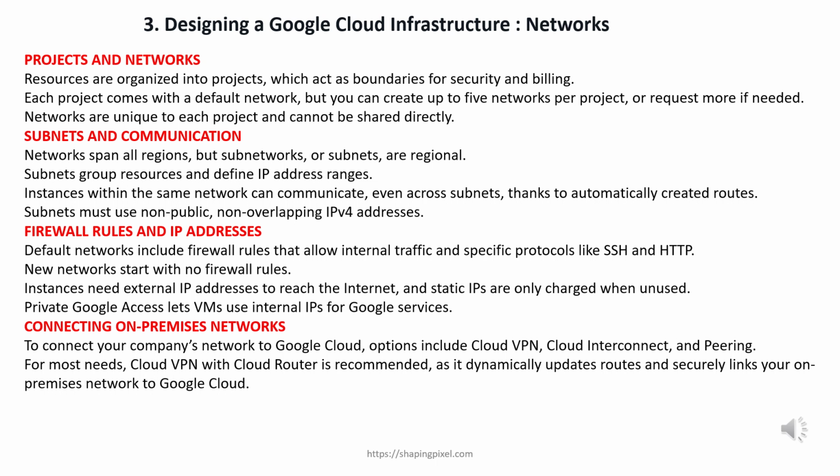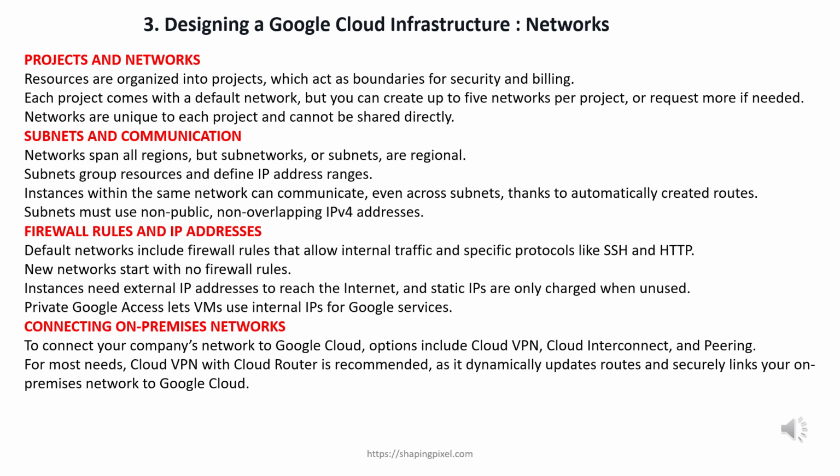Networks span all regions, but subnetworks, or subnets, are regional. Subnets group resources and define IP address ranges. Instances within the same network can communicate, even across subnets, thanks to automatically created routes. Subnets must use non-public, non-overlapping IPv4 addresses.